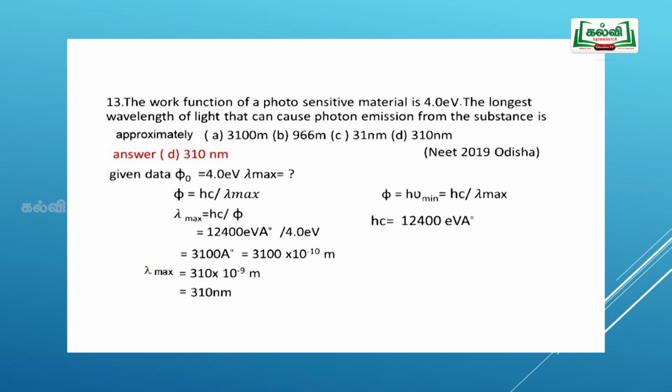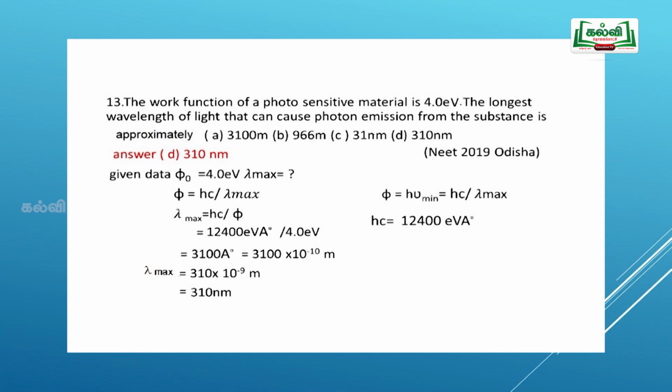What is the data given in the question? The data given in the question is the work function of the photosensitive material, which is 4 eV. Now what is the question? The longest wavelength of light. As we know, the work function is related to the wavelength by the relation phi naught is equal to h nu naught. So which I can write as phi naught is equal to h nu minimum, which I can write as hc by lambda max. So here I write phi naught is equal to hc by lambda max, or lambda max equal to hc by phi naught.